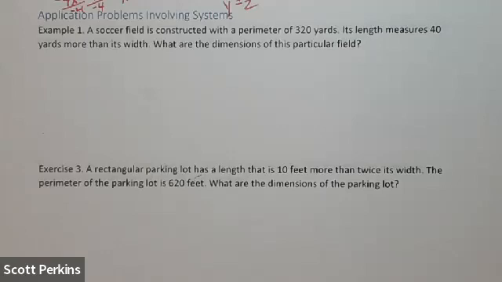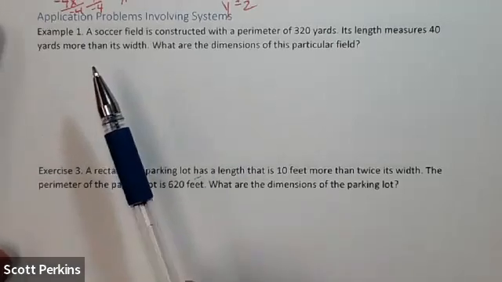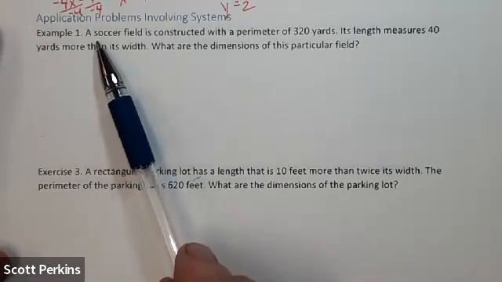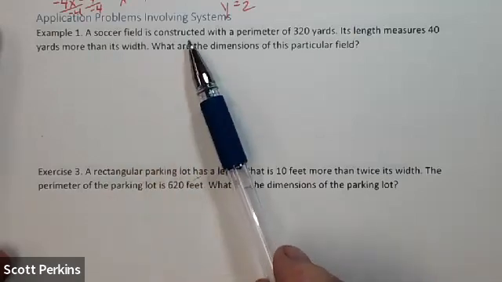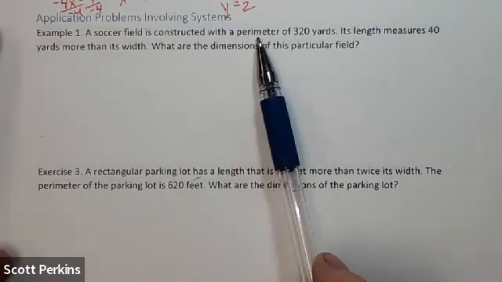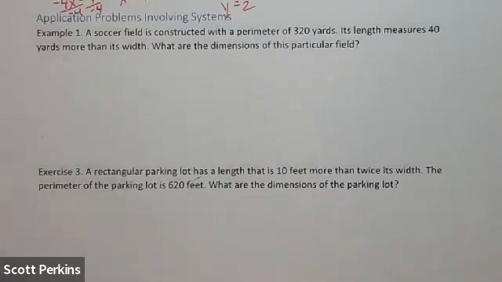So as we're reading through this together, I just want you to think to yourself in each sentence, what's the key word? What is this telling me about my variable? So for instance, example 1, the first sentence says a soccer field is constructed with a perimeter of 320 yards. I'm going to stop there. What would you say is the key word that gives me a relationship in that sentence? What was that? Perimeter. Yes, perimeter.